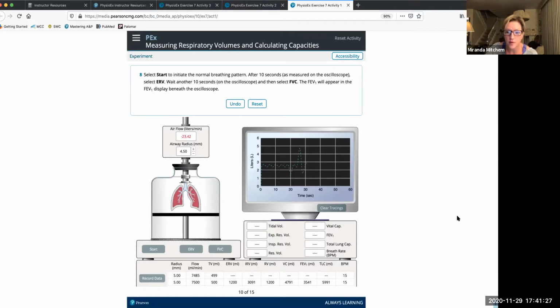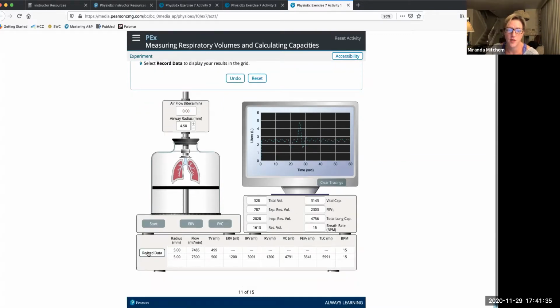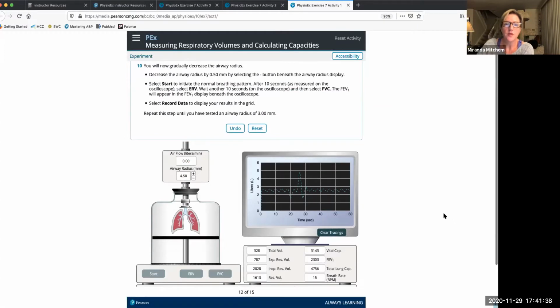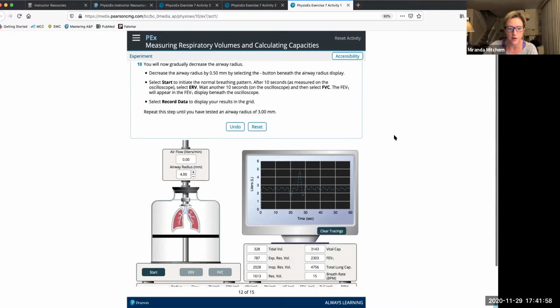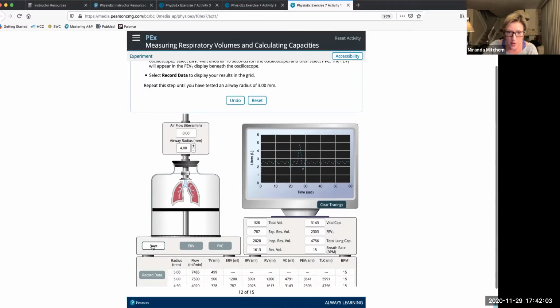There. So there's our tracing, and we'll record our data. So now let's manipulate that variable a little bit more and we'll see the effects. So we're going to decrease the radius by 0.5 millimeter. So we're at 4 now, and we're going to keep doing this until we get down to 3. I'm going to go ahead and leave the tracing on here so that we can compare it. Okay, here we go.